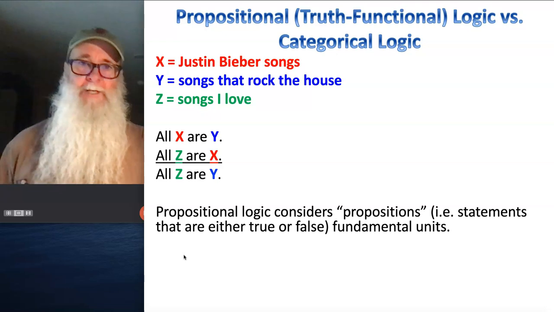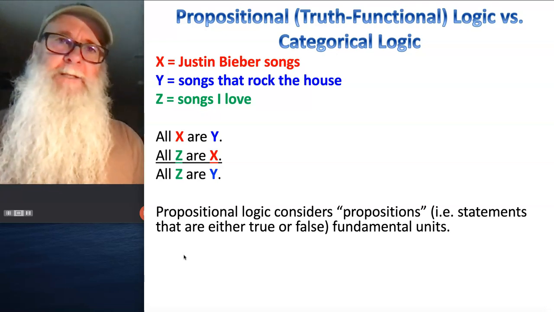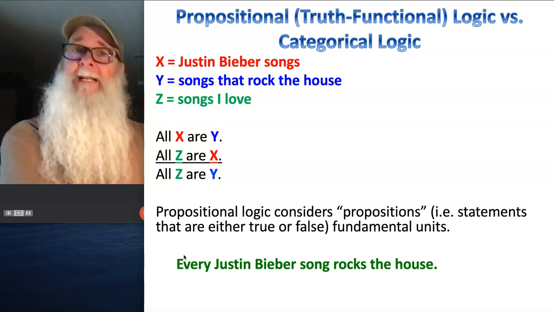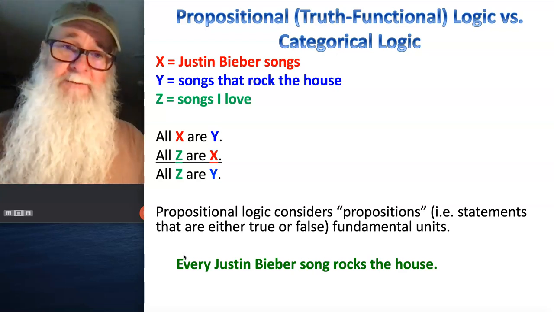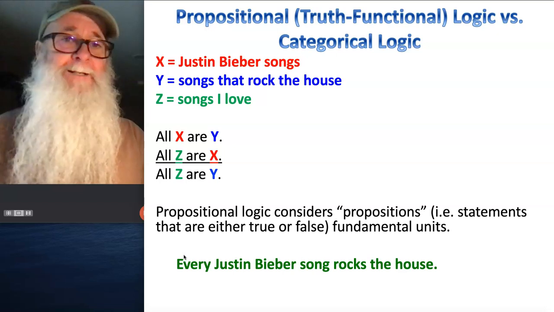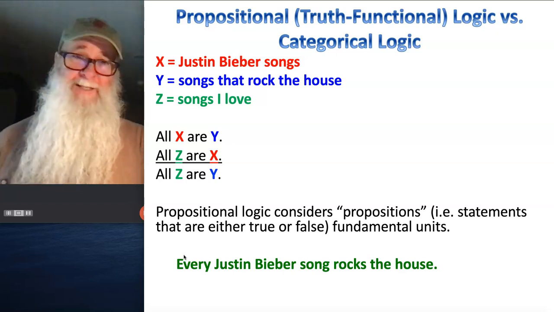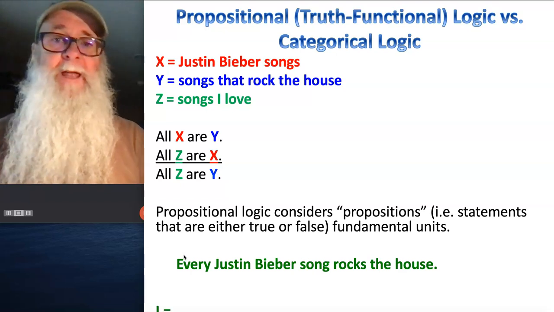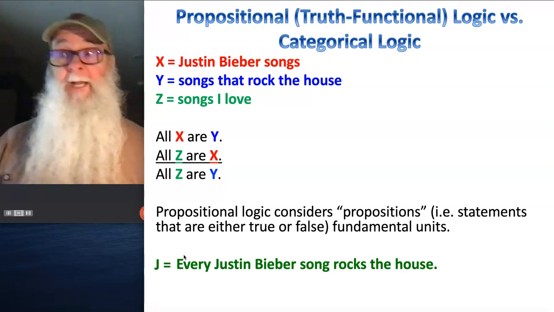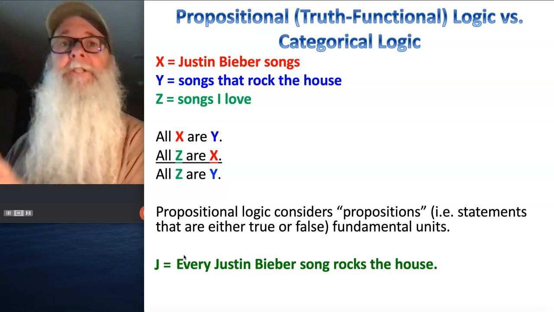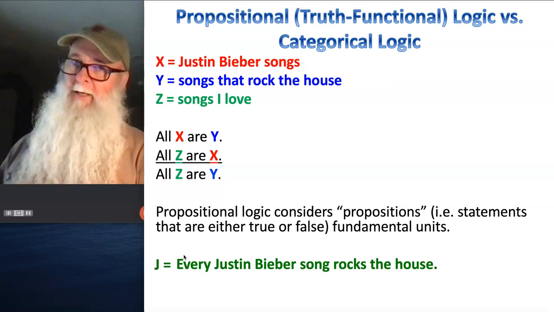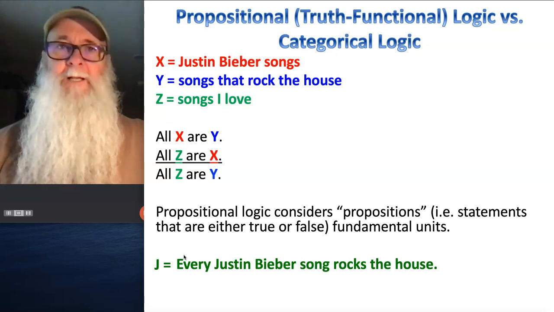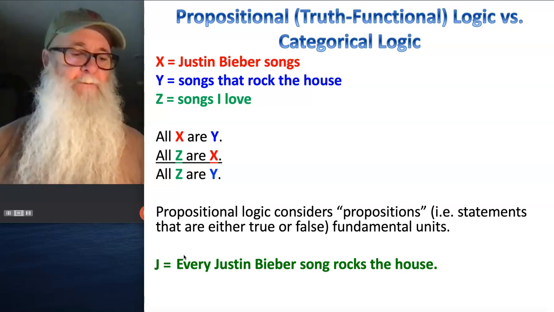And in propositional logic, when we represent statements symbolically, we're going to do so by just choosing a letter to represent that entire sentence. So if somebody gives me the statement, every Justin Bieber song rocks the house, I don't have to translate that into a standard form categorical statement. I can just use that statement as it is, and I can just slap a J on it and say, every time you see me mention the letter J, what I'm really referring to is the entire statement, every Justin Bieber song rocks the house. And that statement is either true or false.